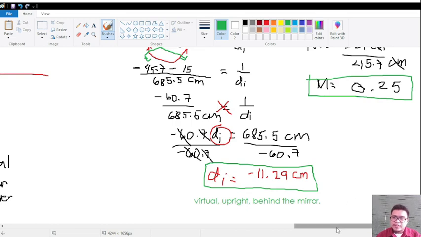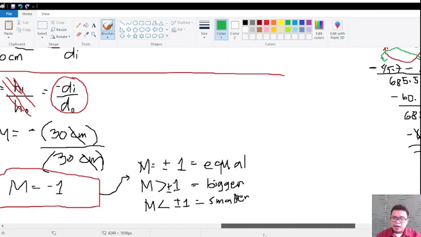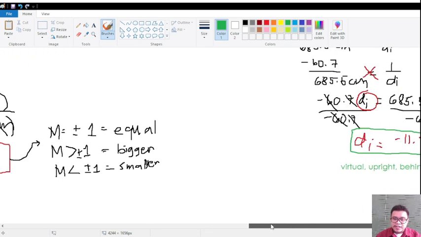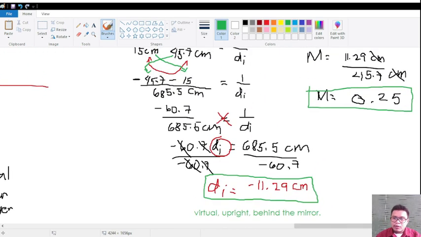Now since it's a magnification, what does m equal to 0.25 mean? If we go back here, take note, if m is less than the positive and negative value of 1, that means that the image is smaller. Our m here is less than 1, so that means that our image is smaller. But how small is the image?